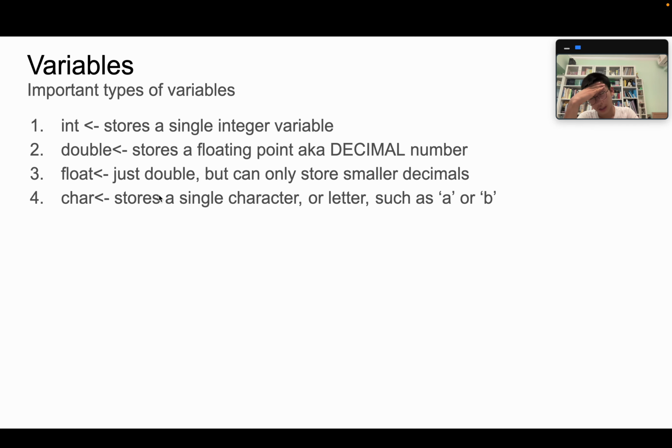Okay, variables. So in C, there's int, which is an integer. There's double, which is decimal. There's float, which is also decimal, and there's also char. The difference between float and double is that double uses more bytes in memory. It's like 16 bytes, while float is like 8, I think. So if you want to store a big number, just use double to be safe.